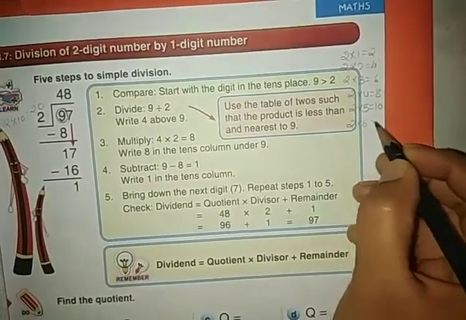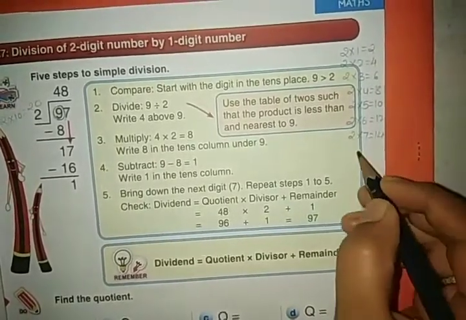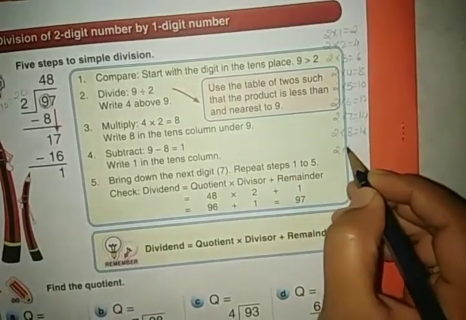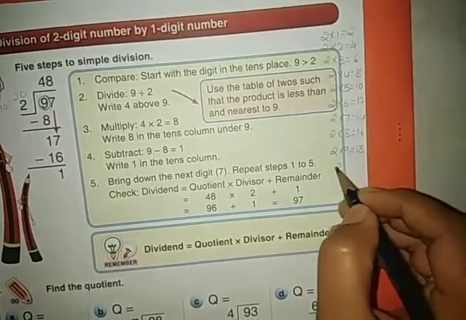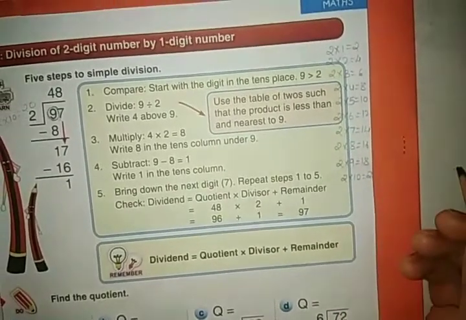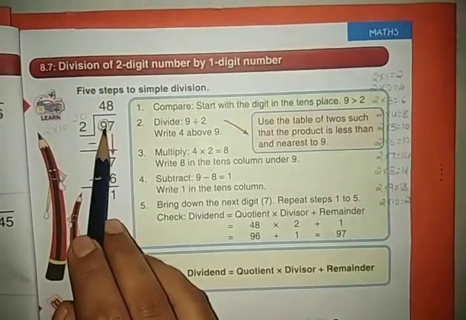2 sixes are 12. 2 sevens are 14. 2 eights are 16. 2 nines are 18. Then 2 tens are 20. Yes. Now see here, in the 2 table, 9 is there.